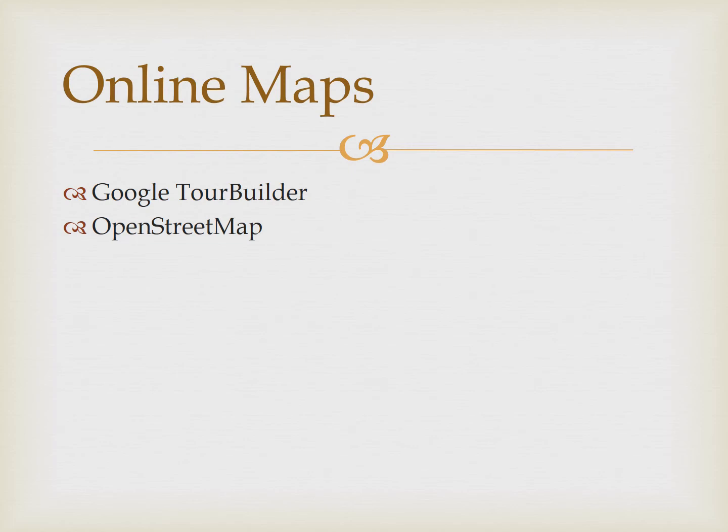Online mapping has some pretty interesting opportunities, far more than I would be able to talk about here. But there are a few cool ones that I do want to highlight. Google Tour Builder allows us to build and create maps and stories for a variety of purposes, depending on the story that needs to be told. Probably my favorite online mapping platform is OpenStreetMap, which is a crowdsourced map of the world and many of the activities and features in it.